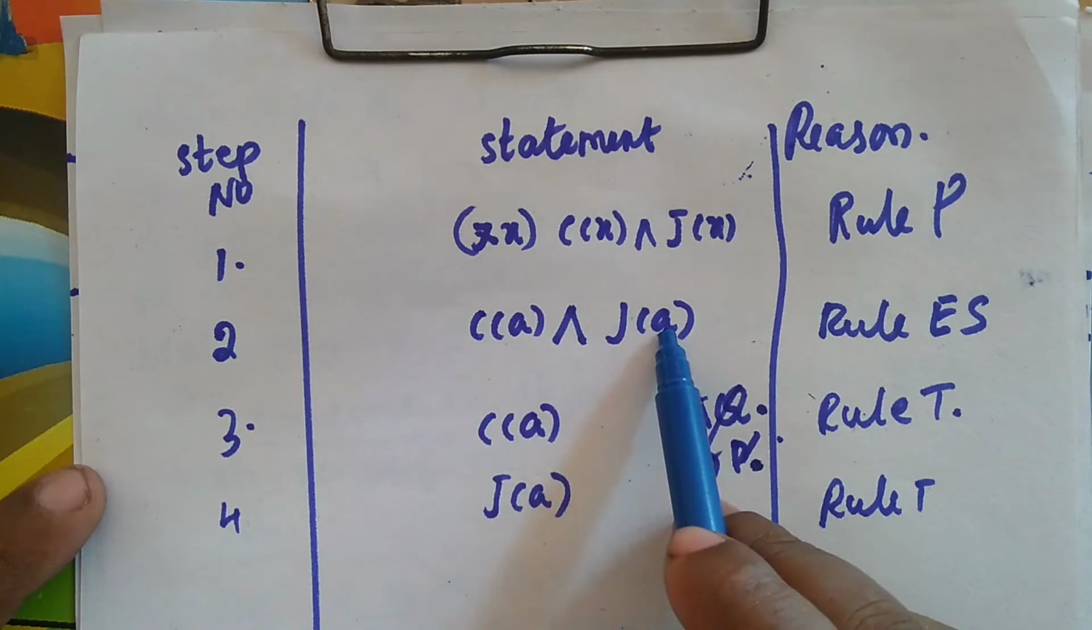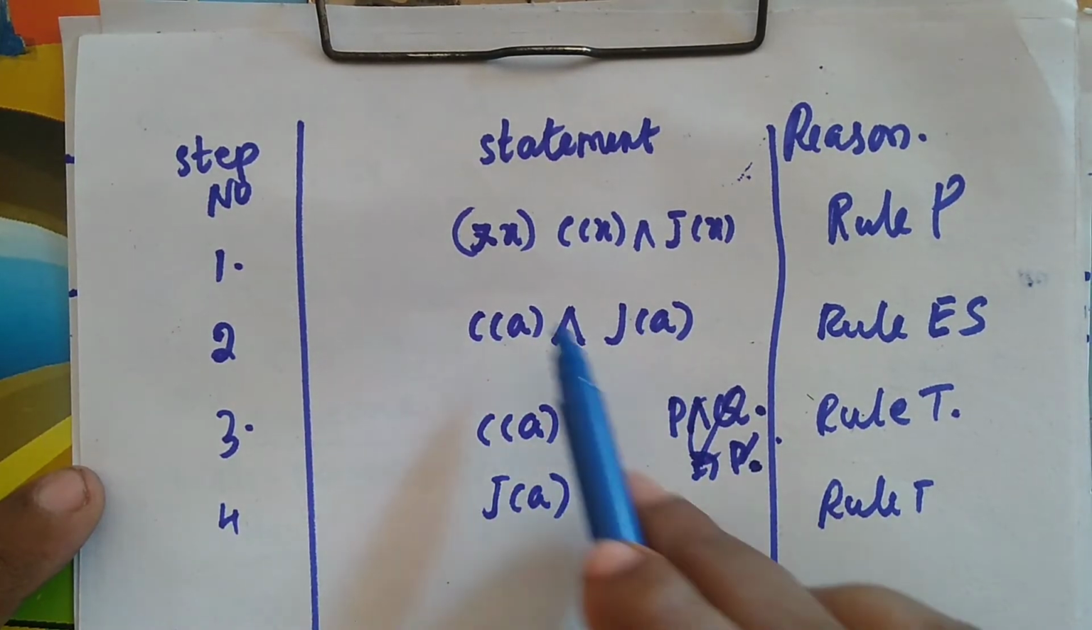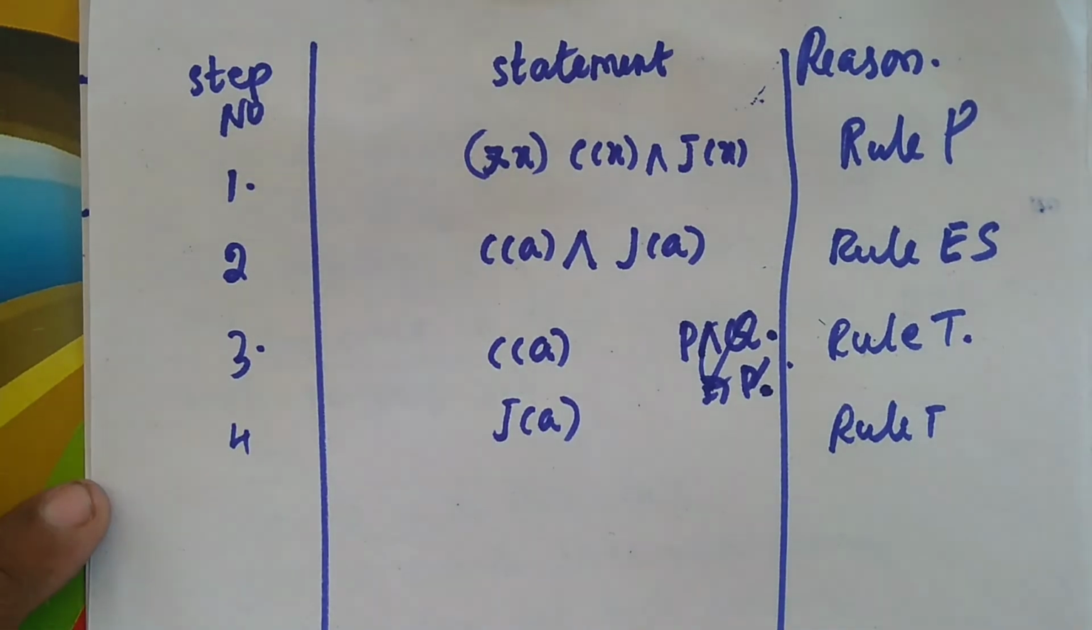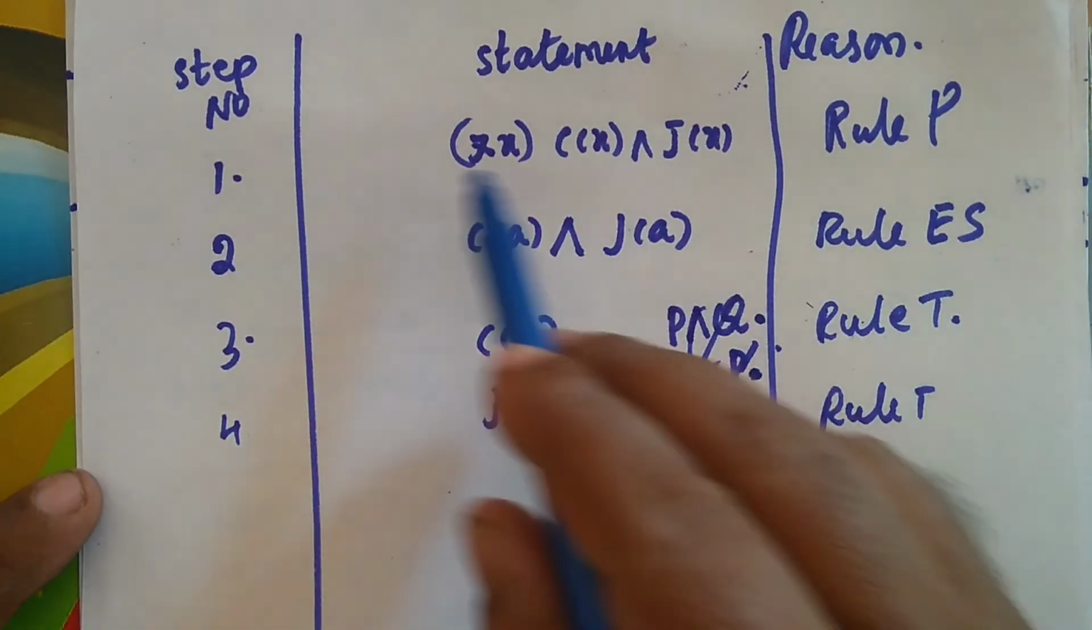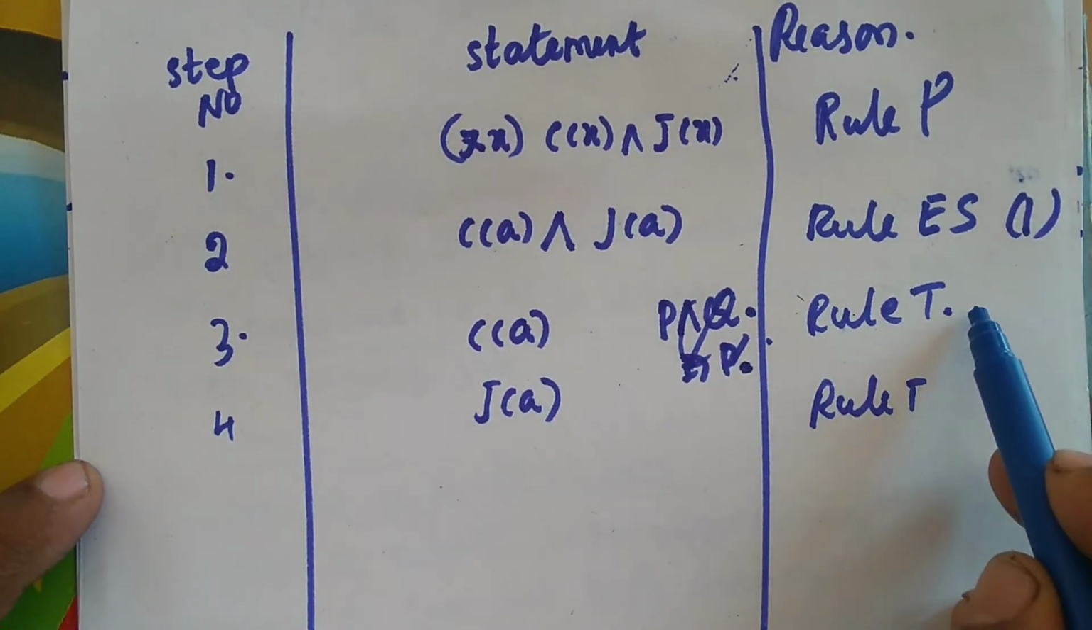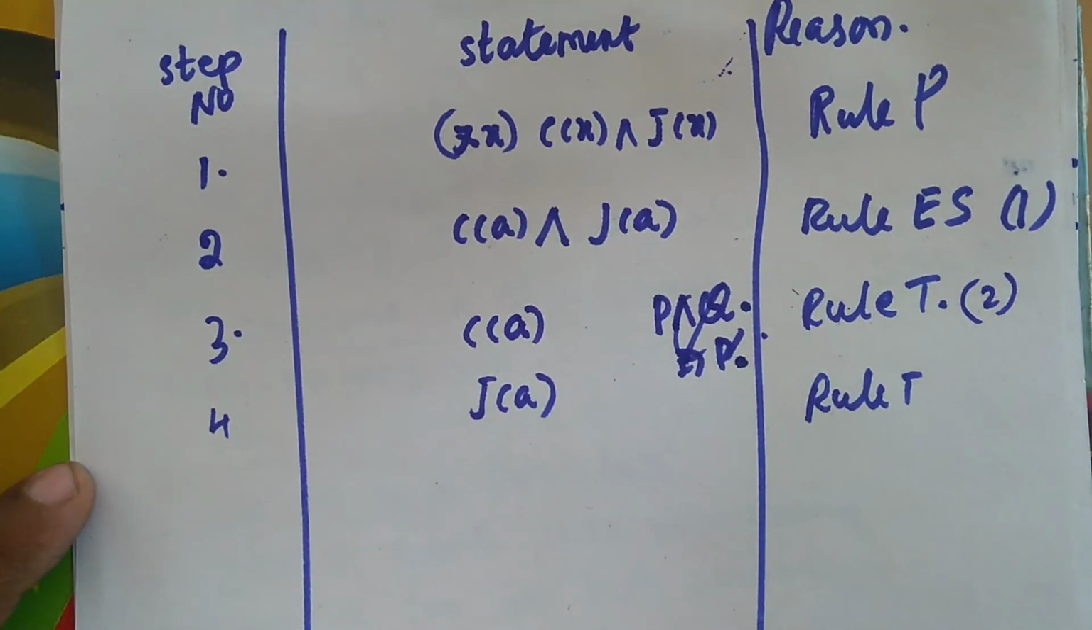This is P, this is Q. P and Q implies P, P and Q implies Q, by rule T. So this is from the first statement, and this is from the second statement, and this is also from the second statement.